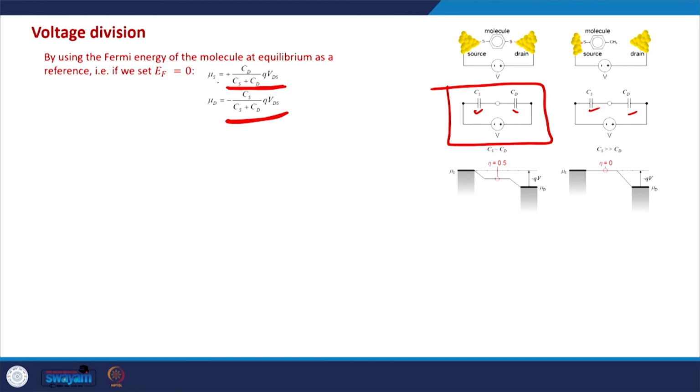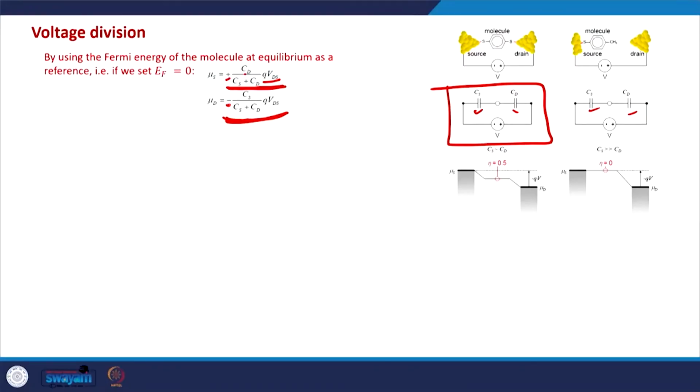So the amount of voltage that drops on the source contact is C_D divided by C_S plus C_D times V_DS, and the voltage dropping across the drain contact is negative C_S divided by C_S plus C_D times V_DS. The negative sign is there because the molecule is taken as the reference. If V_DS is positive, then the source Fermi level, mu_S or E_FS, is above the Fermi level of the molecule. In that case there is a positive sign, and because the drain Fermi level is below, there is a negative sign.